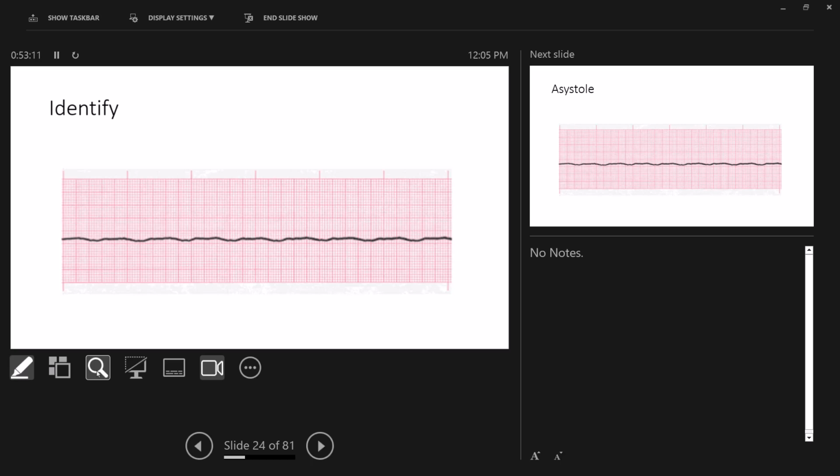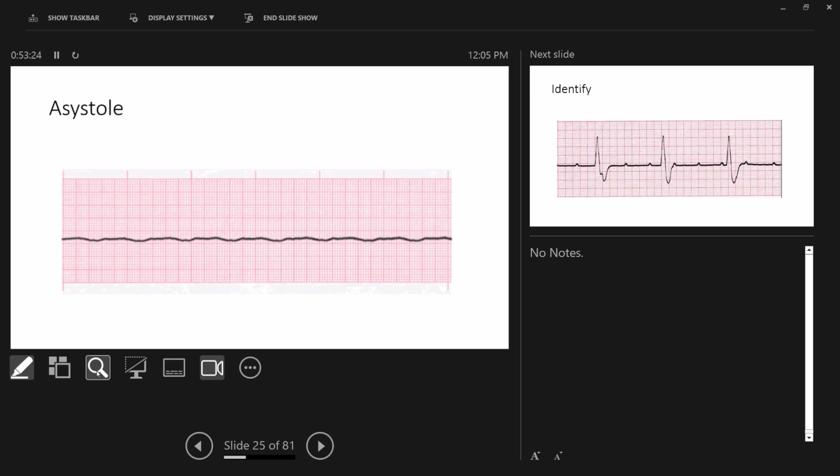Are you sure it's asystole? Or is it fine V-fib? Say it again. So that's got to be asystole. You're right. It's got to be asystole. If there's electrical activity, it's like it's not real.